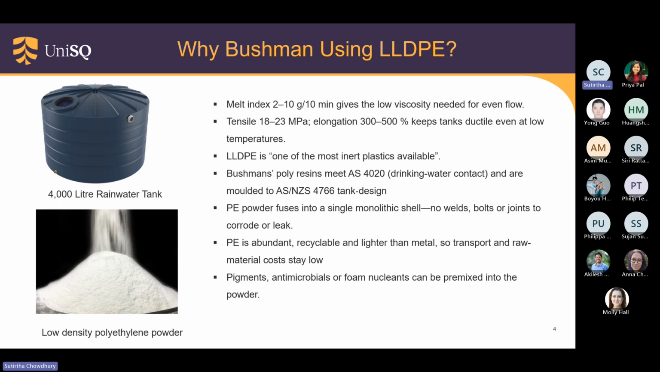And Bushman's polyresins are made to Australian standard 4020 and are molded to Australian standard or New Zealand standard 4766 tank designs. Polyethylene powder fuses into a single monolithic shell, with no welds, bolts, or joints to corrode or leak. Polyethylene is abundant, recyclable, and lighter than metal, so transportation and material costs stay low. Pigments and antimicrobial or foam nucleus can be premixed into the powder.